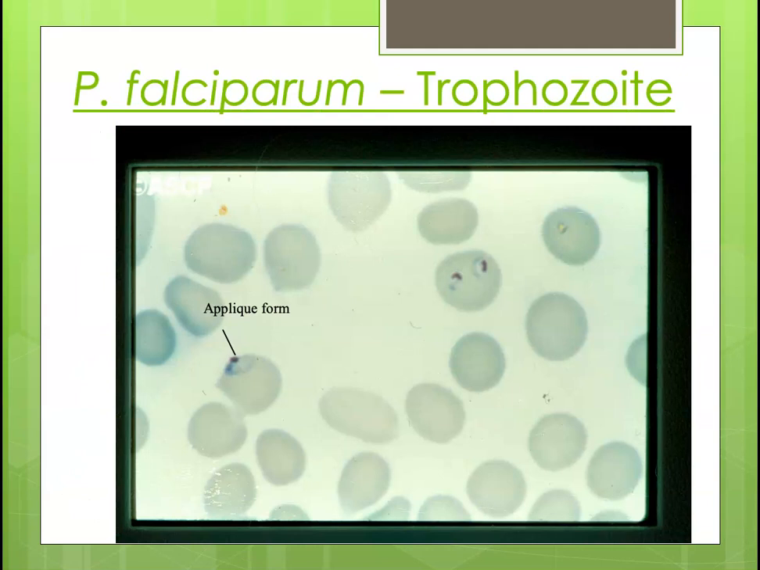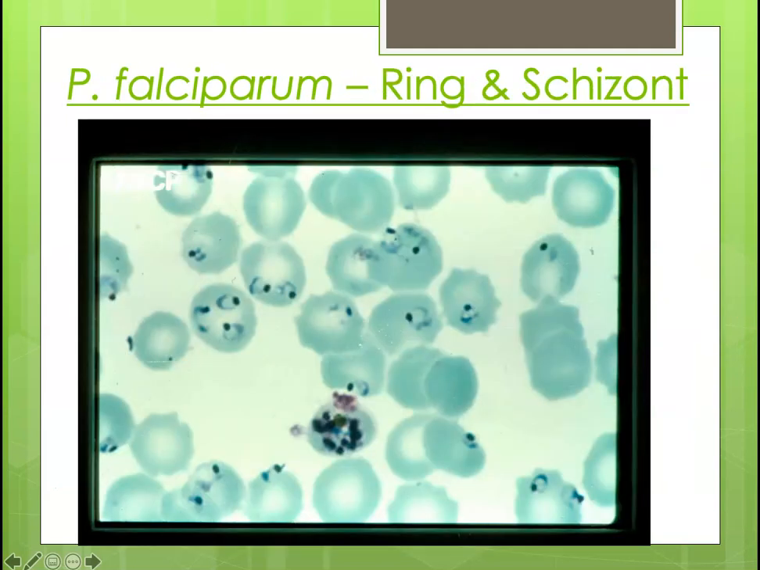Another unique thing for falciparum is called the applique form. So this is when the trophozoites hug the rim of the red cell. So you see it's all the way on the edge here. And remember, you can often see more than one ring form inside each RBC. And this is a typical picture of a patient with Plasmodium falciparum. I see multiple ring forms. I see applique forms where they're right on the edge. Almost 50% of these red cells are infected.